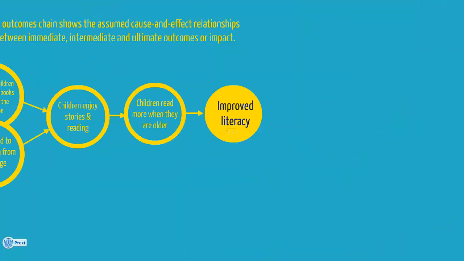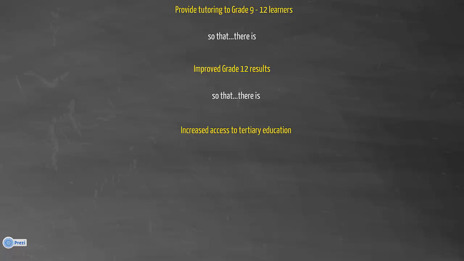For example, a program could provide tutoring to grade 9 to 12 learners so that there is improved grade 12 results, so that there is increased access to tertiary education, so that there are more high-earning graduates in communities, so that there is a reduction in poverty.